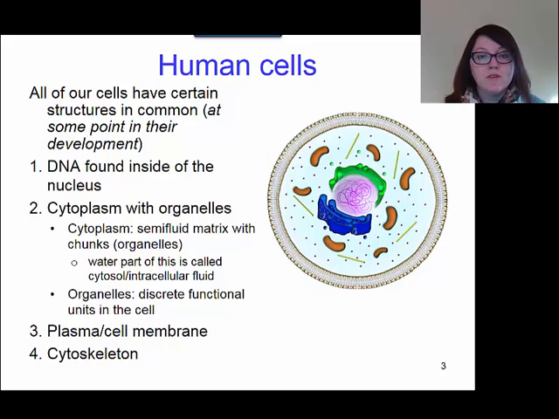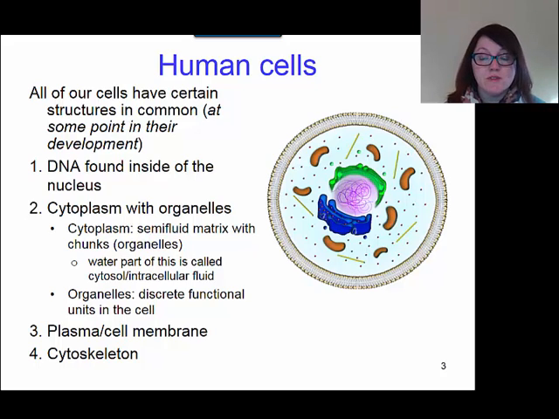All human cells also have a cytoplasm that contains organelles. Cytoplasm is usually described as a sort of semi-fluid matrix. I kind of think of it as like badly made jello. It's not quite the solid jello-y kind of texture, but it's not a liquid either, it's somewhere in between. And it has chunks in it, called organelles. The organelles are small little functioning units that we find inside the cell. Each organelle has a specific job that it does. The watery part of the cytoplasm is called cytosol, or intracellular fluid.